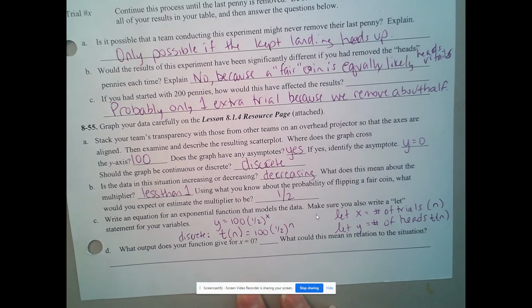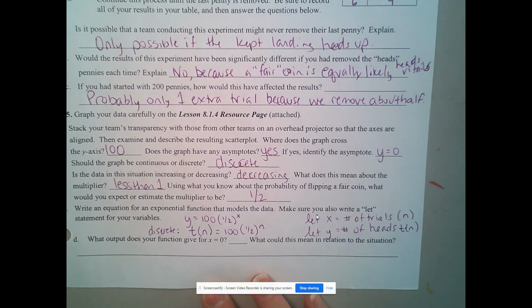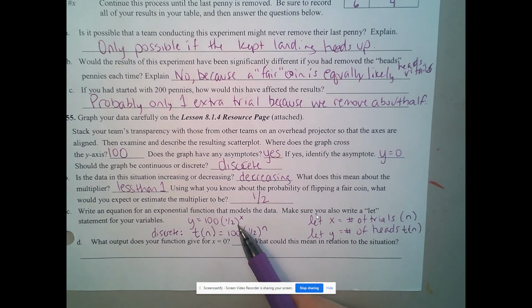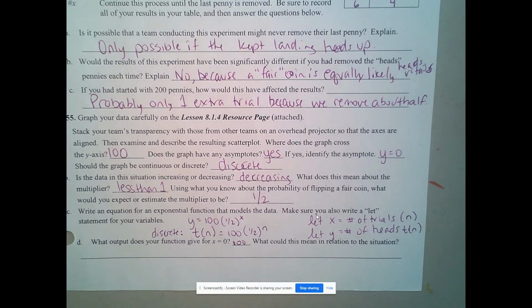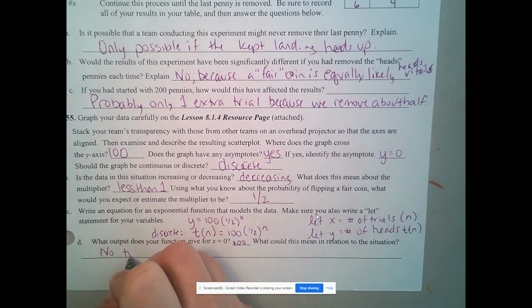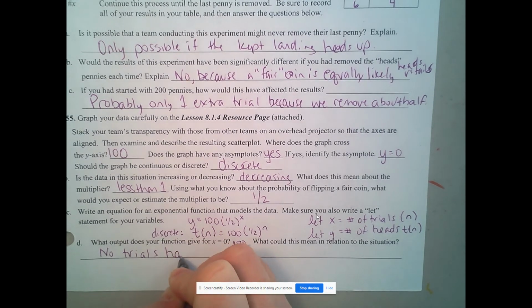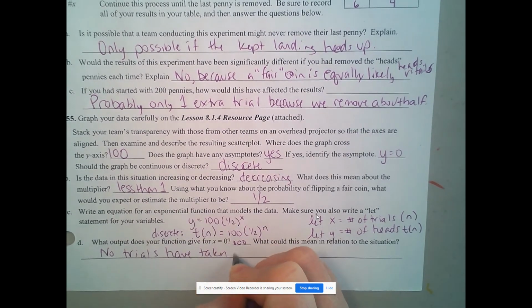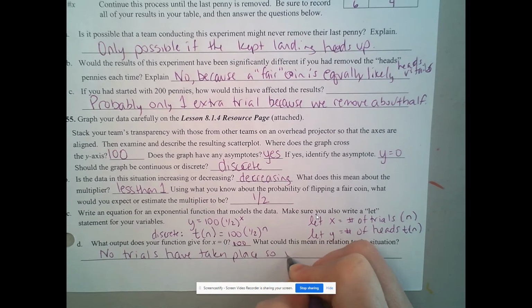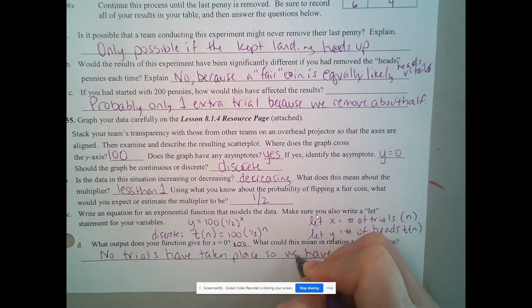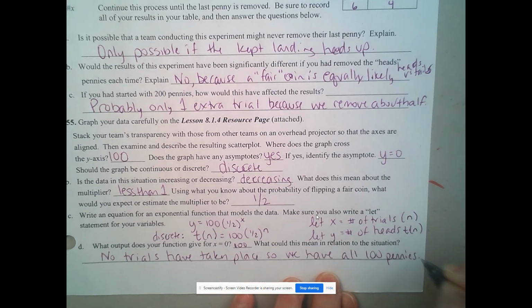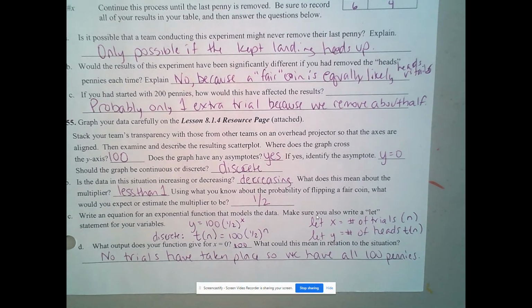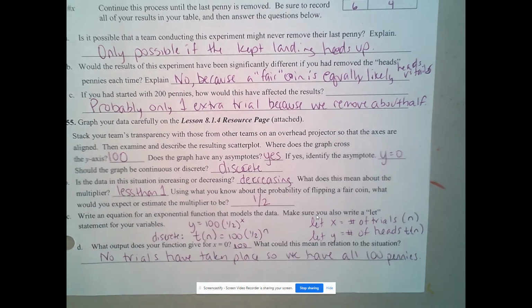What output does your function give for x equals 0? So if I were to plug 0 in, anything to the 0 power is 1. 1 times 100. We would start with 100 pennies after 0 trials. So no trials have taken place. So we have all 100 pennies. And you guys can see why this is probably not a group activity we would be doing in class currently.